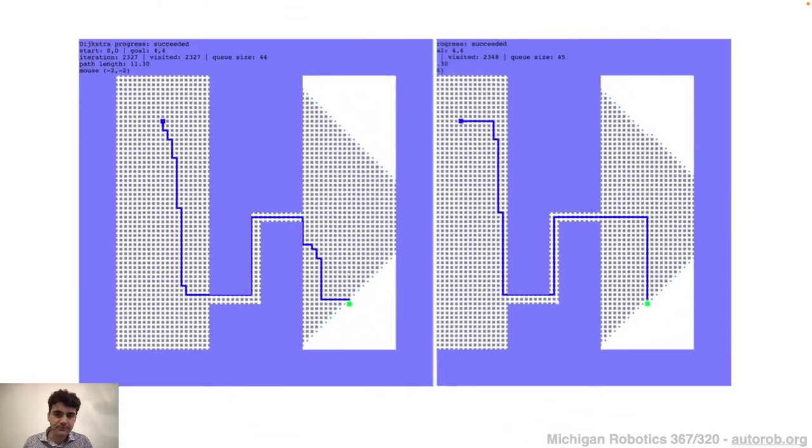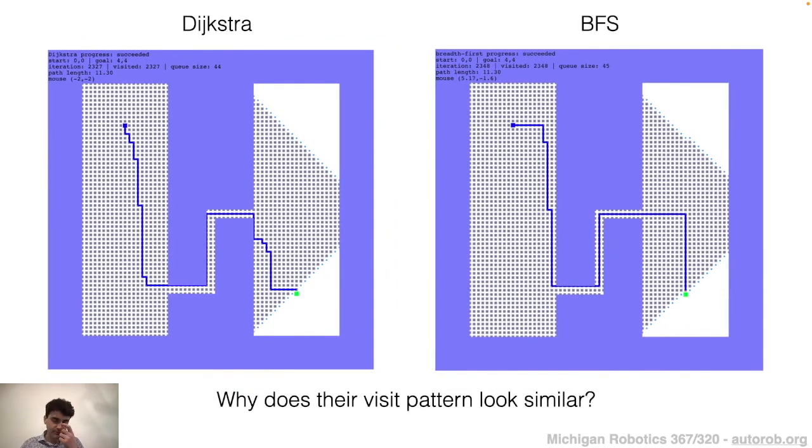In particular, here's an example of these two performances side by side. An interesting question that I would pose to you, that you should maybe think about when you're thinking through these algorithms, is why the visit pattern between these two is so similar. What, structurally within the pseudocode, within that template, could lead to the similar visual performance that we see?